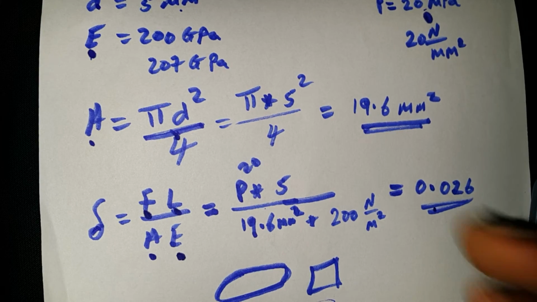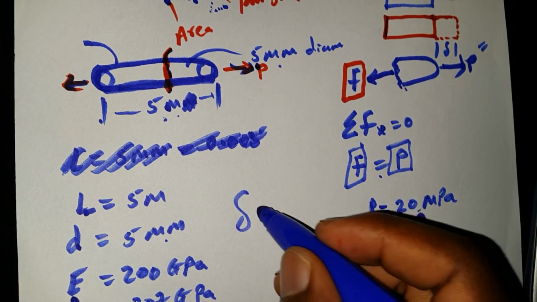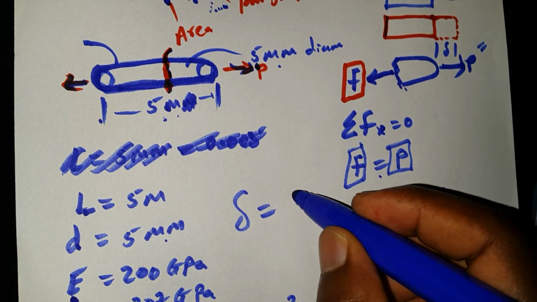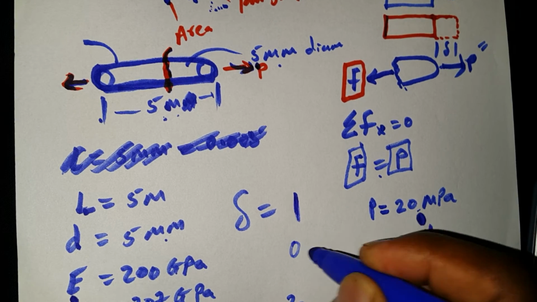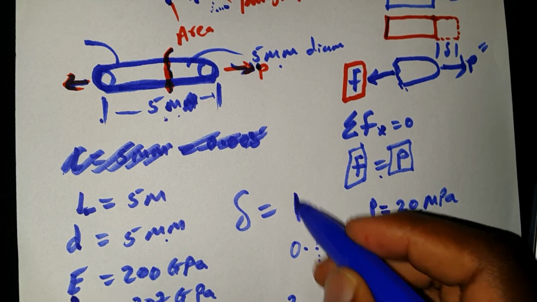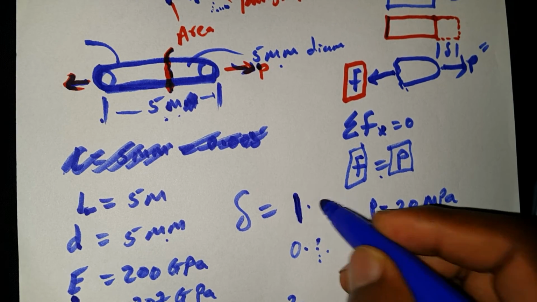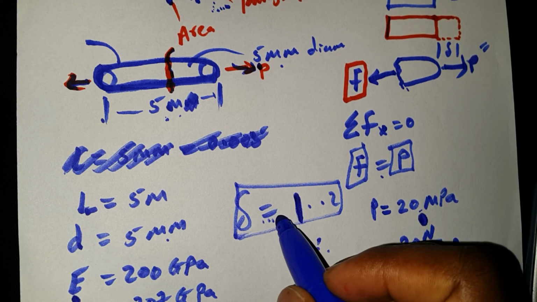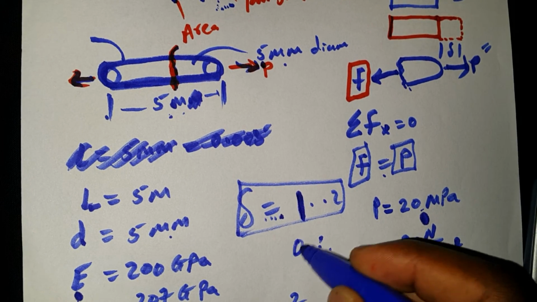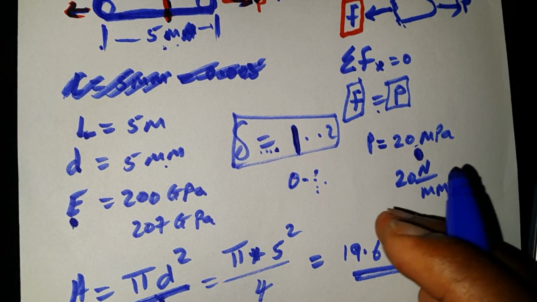We found this. Note that this result, the deformation, must not exceed 1. It mustn't reach 1. It should be 0 point something. If after solving you find 1 or 1 point something, it's wrong. You have to go back and find your mistake. It should be 0 point something. It mustn't reach 1. So that is the idea.